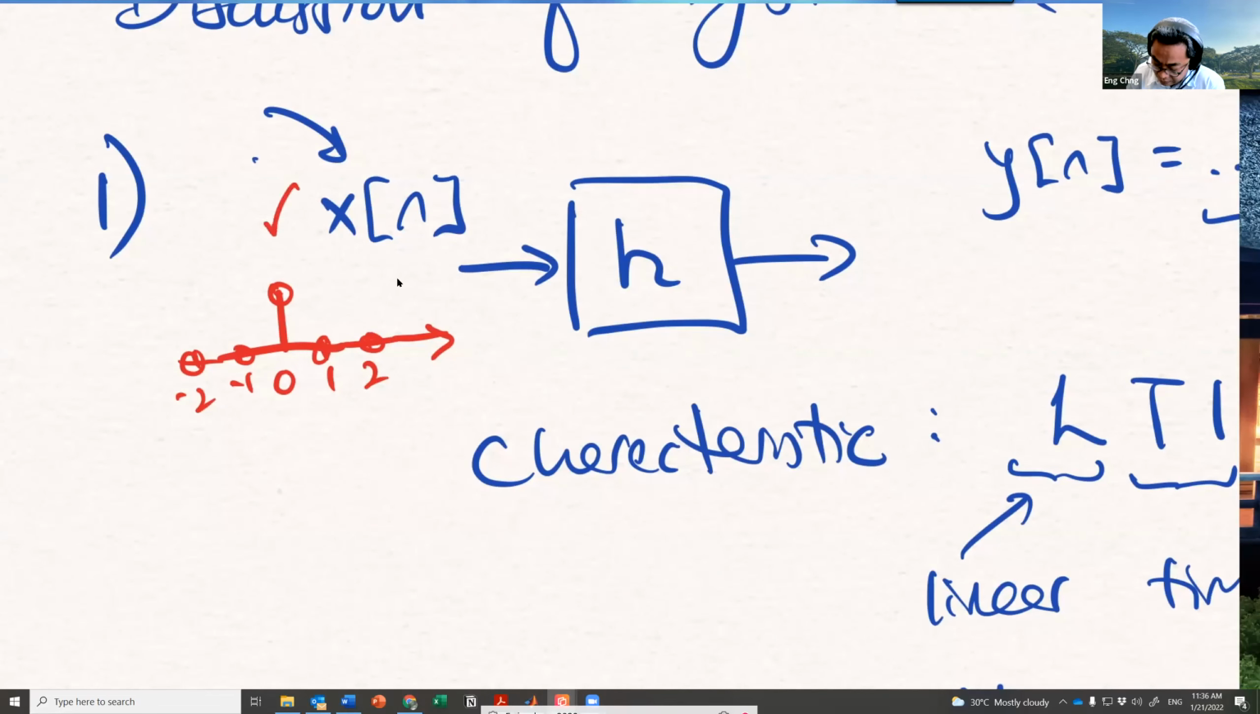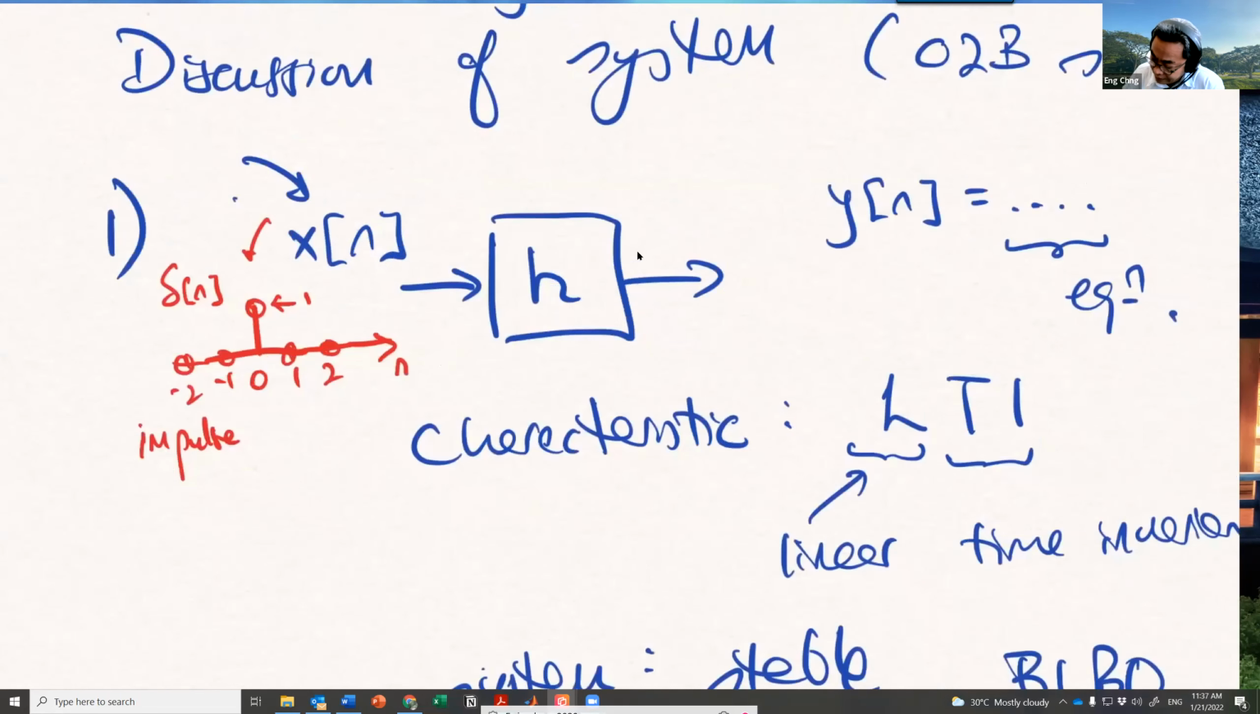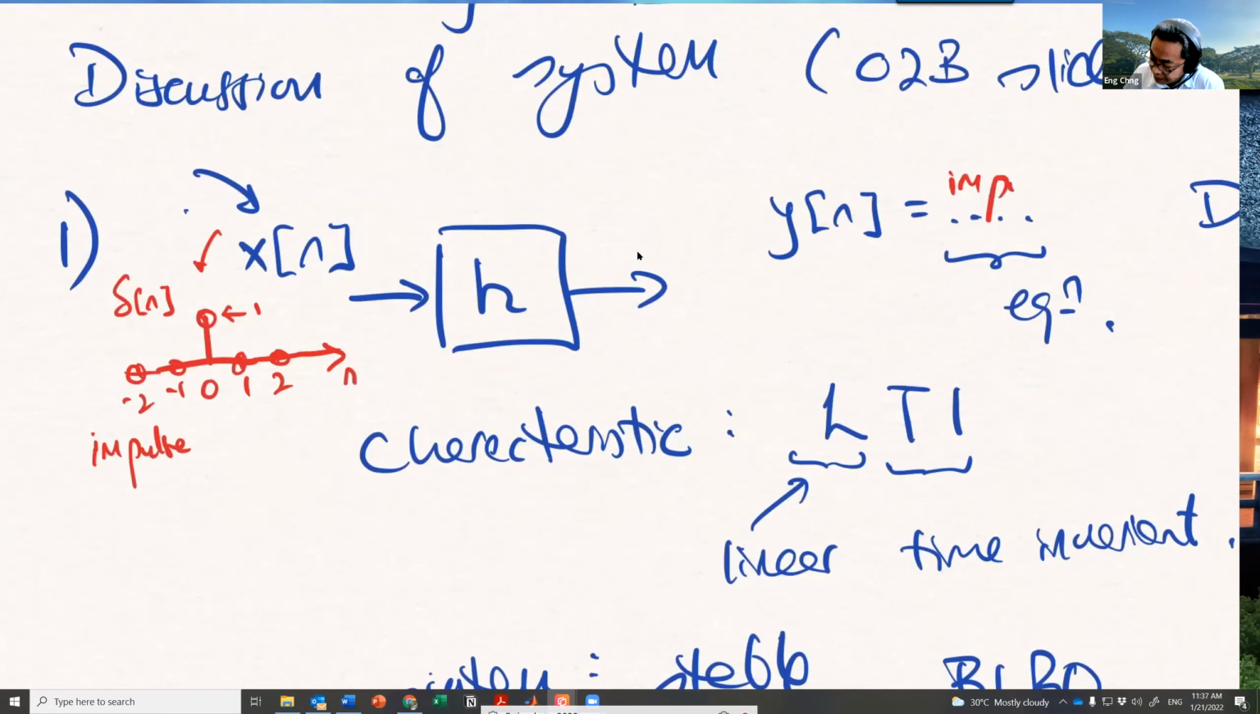So the equation defining this signal is delta n, the impulse. The amplitude is 1, and at time index 0, it is 1. At every other value, it is 0. So this is an impulse. When I send an impulse to a system, the output has a name. It's called the impulse response.